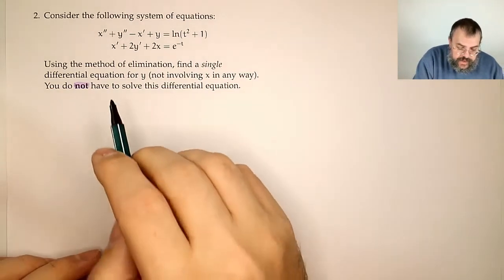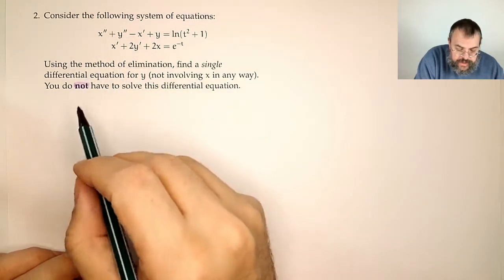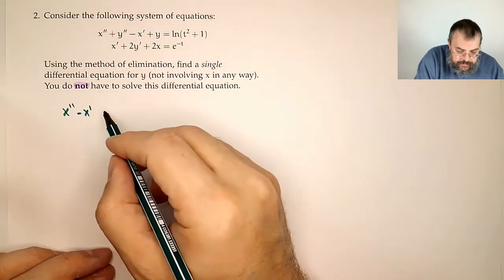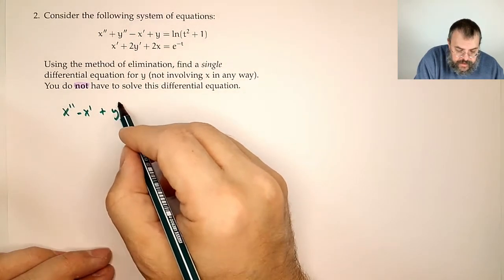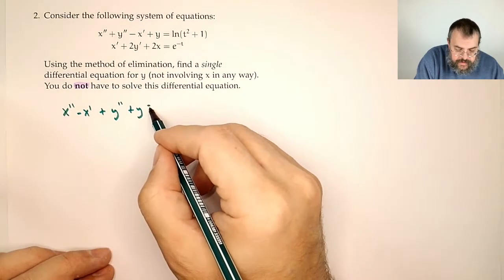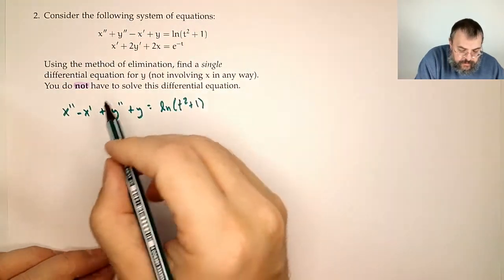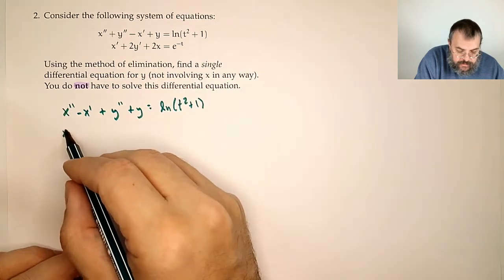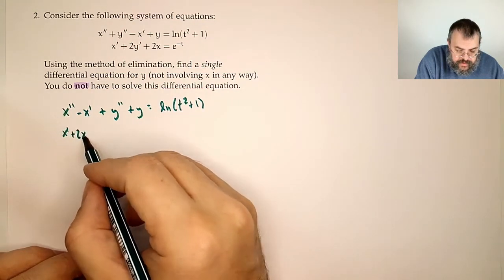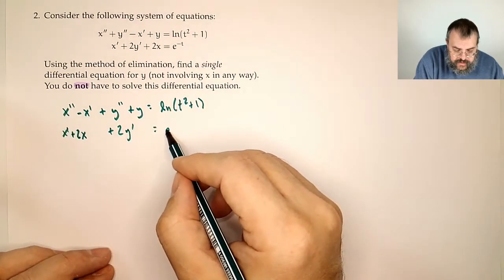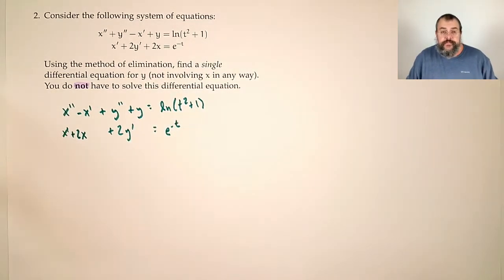So what we can do is start by rewriting it. We're going to group x's and y's. So x double prime minus x prime plus y double prime plus y equals natural log of t squared plus 1. And below, x prime plus 2x plus 2y prime is e to the minus t. So put the x's together, put the y's together. All right, no big surprises.